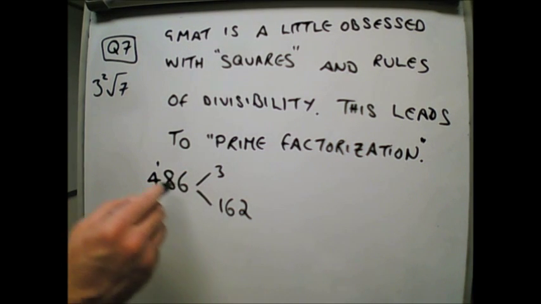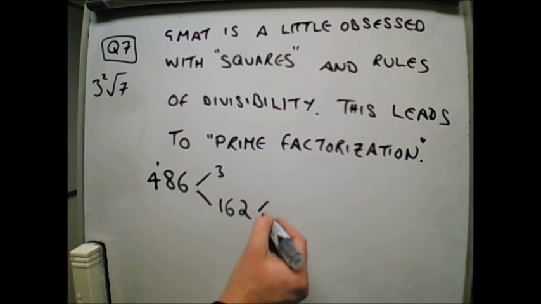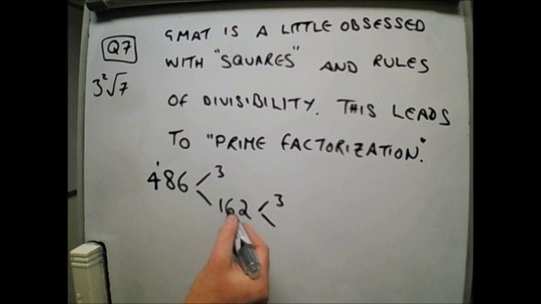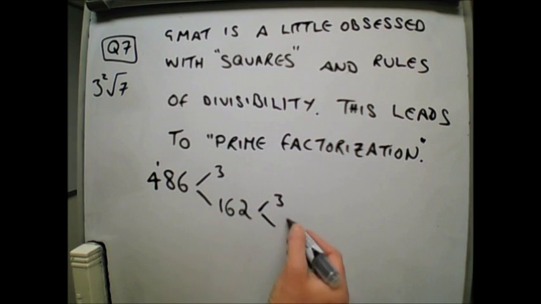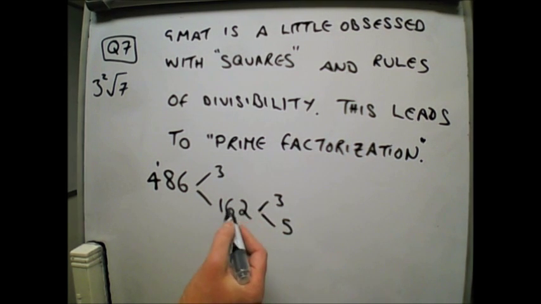If you wanted to, you could have divided this by 6 because 486 is an even number and divisible by 3. Okay, but I chose not to do that so that we could just go step by step, and you can see how these numbers are easily broken down.